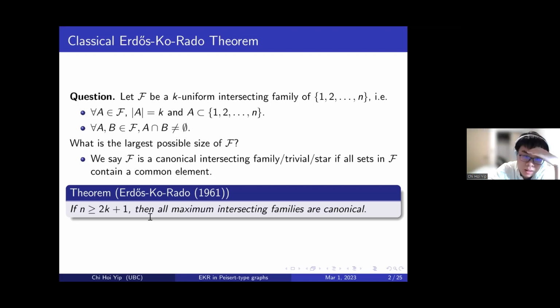And the famous result by Erdős–Ko–Rado says that if n is sufficiently large compared to k, then all maximum intersecting families are canonical. So there is no other maximum intersecting family, and all maximum intersecting families must come from this simple construction. And this is also the philosophy in all Erdős–Ko–Rado type results.